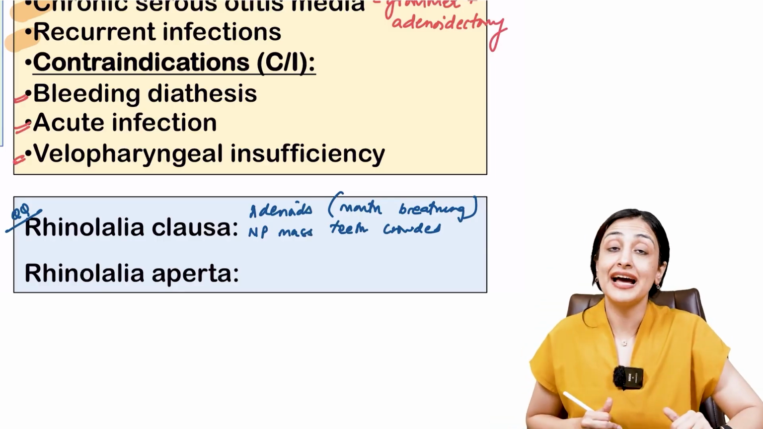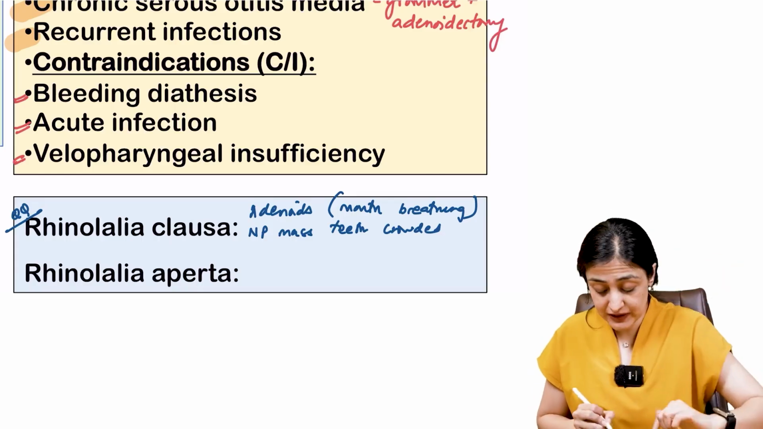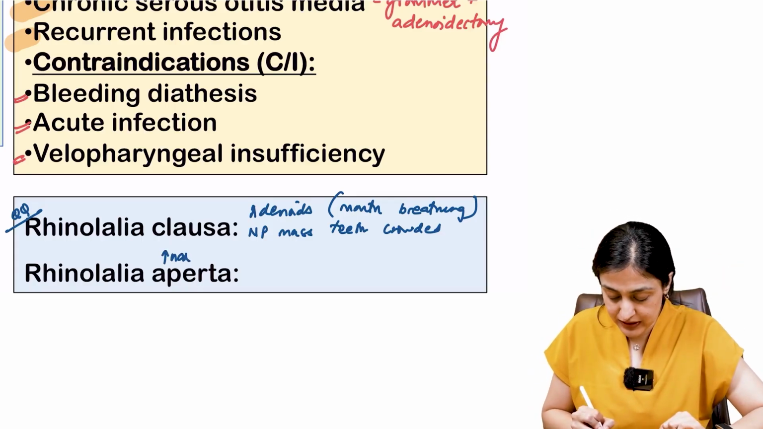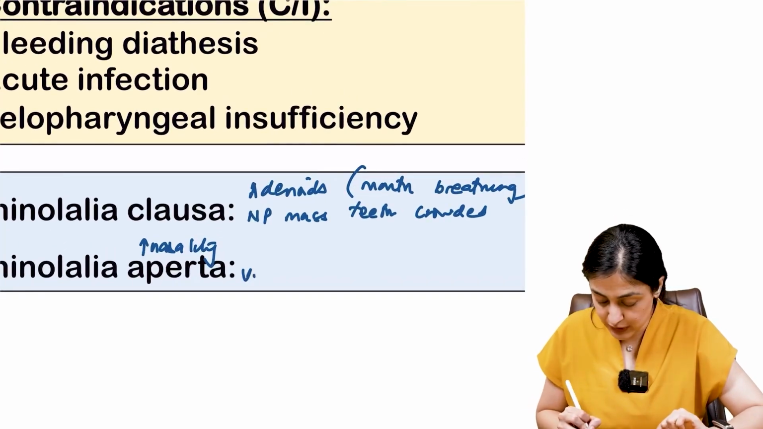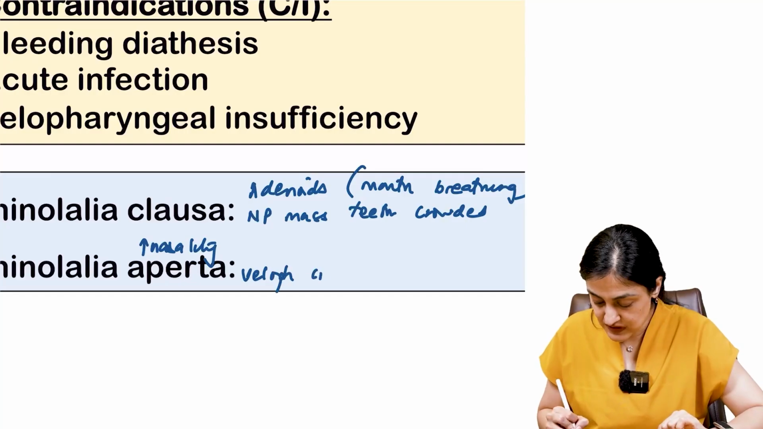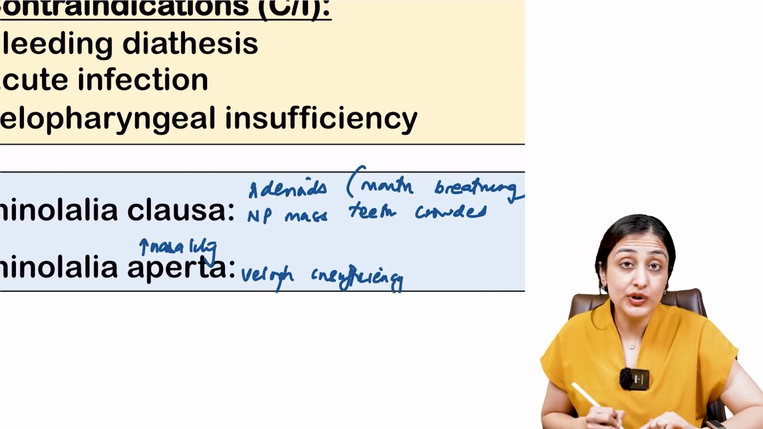closed. Whereas rhinolalia aperta is hypernasality. You are having more nasality. So this is aperta, which is associated with velopharyngeal insufficiency. What we learned above, where the palatal muscles don't work.